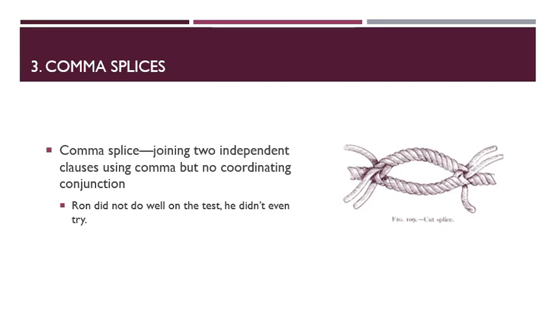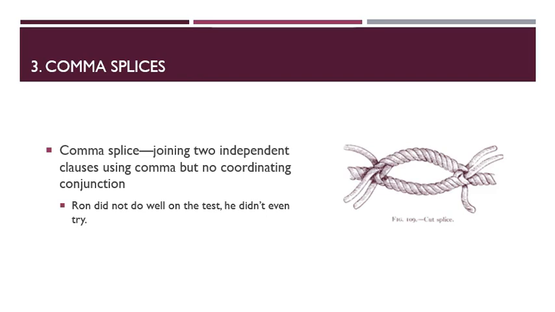The third of our major errors is a comma splice. Splicing is when we join 2 or more things by weaving the ends together. The bond between the items is tentative. Similarly, a comma splice is when we join 2 independent clauses using a comma. The problem is that a comma is not enough to join 2 independent clauses. It does not create a firm bond. The example, "Ron did not do well on the test, he didn't even try," is a comma splice because 2 independent clauses are spliced together using only a comma, thus creating a tentative bond.